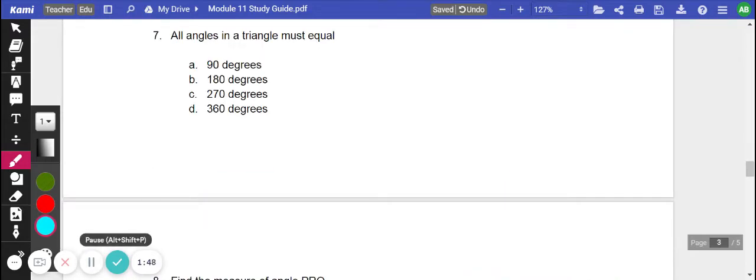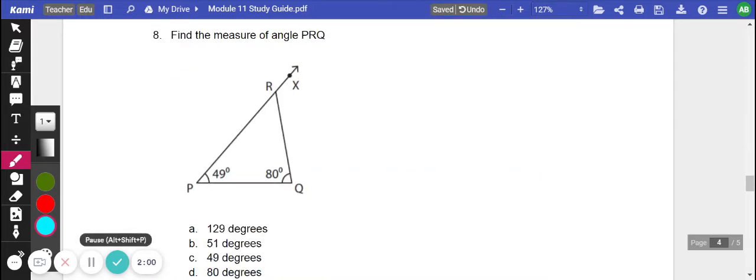Alright, number 7 says all angles in a triangle must equal. Well, what did we already discuss? They must equal 180 degrees. Okay, now we can solve for angles by using the triangle sum theorem. So find the measure of angle PRQ. So this is PRQ.